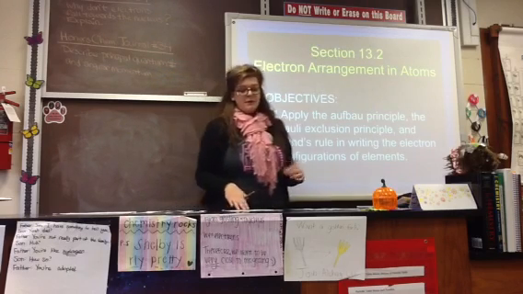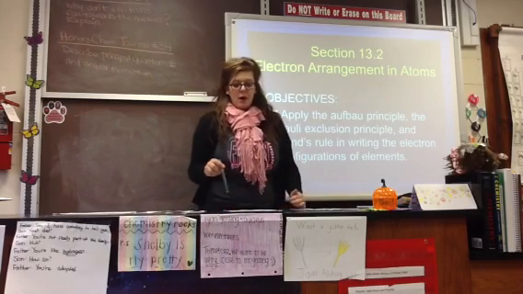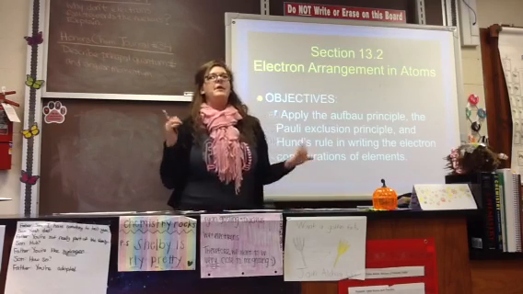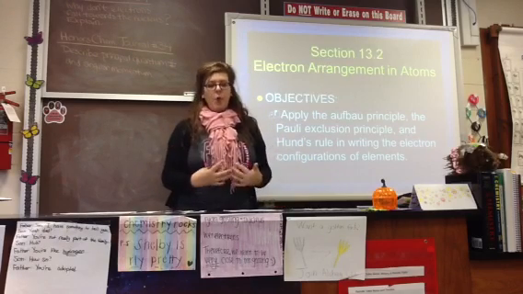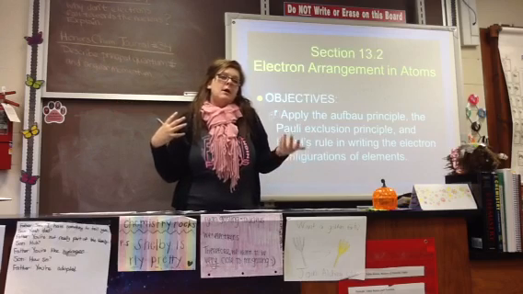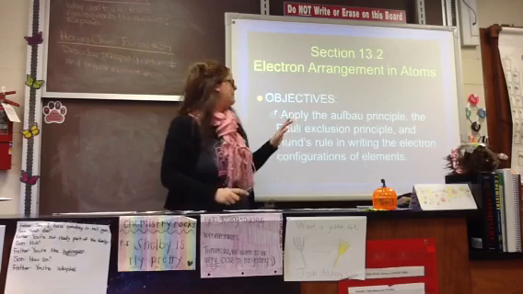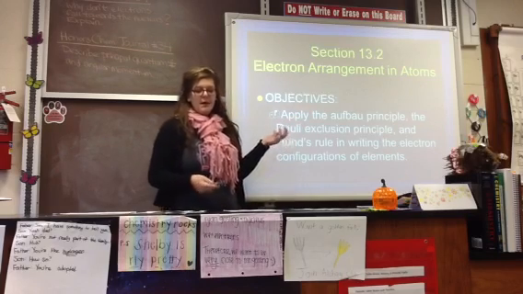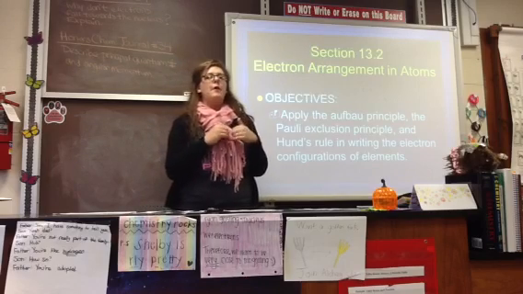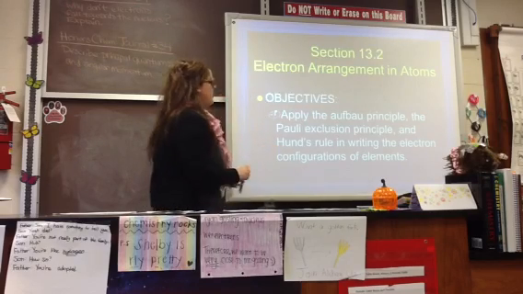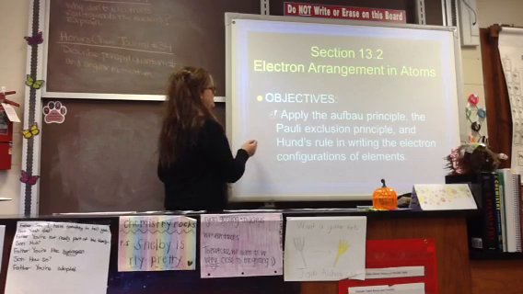Now the reason that you're learning this is because we have to write something called electron configurations. An electron configuration is kind of like a fingerprint for a person. It can identify who I am. It's the same thing with electron configurations. An electron configuration will tell you exactly where a certain element is on the periodic table. Okay? Now there are 3 rules that govern writing electron configurations.